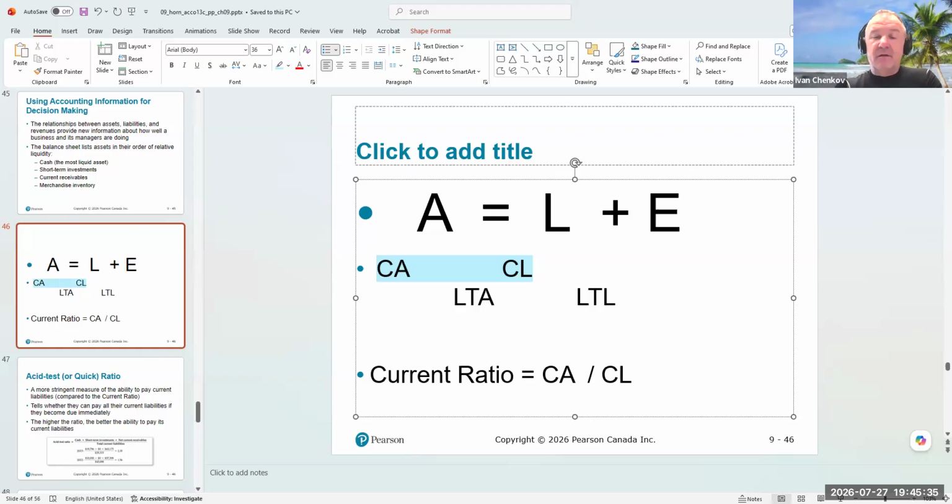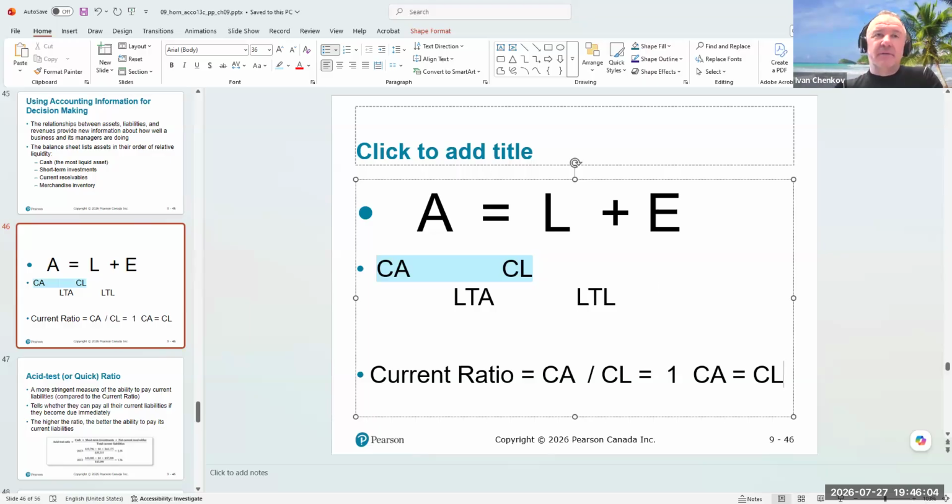Now, if the current ratio becomes 1, that means only one thing: the current assets are equal to the current liability. If it drops below 1, that means the current liability becomes more than the current assets. If it's higher than 1, that means current assets are more than the current liability. What do you want this current ratio to be? As high as possible.